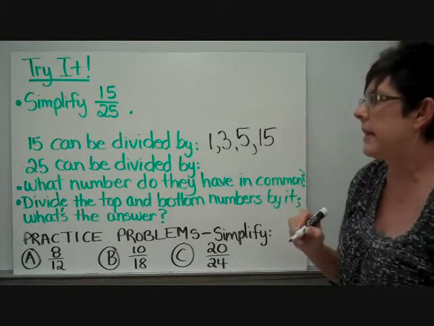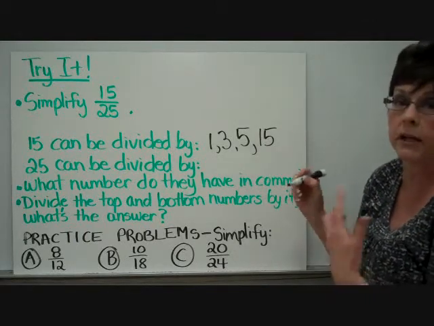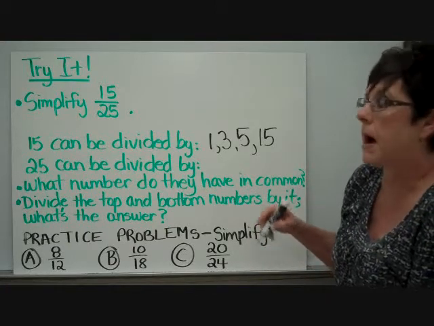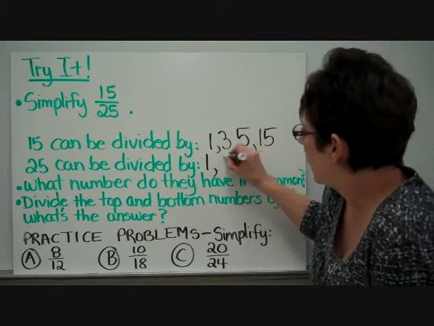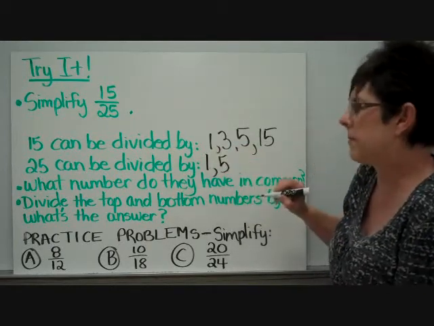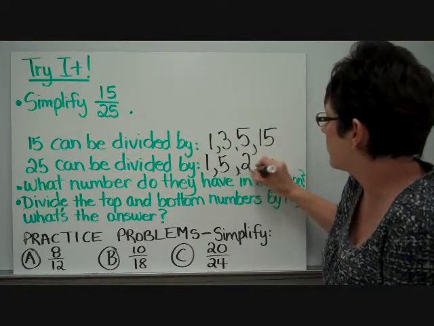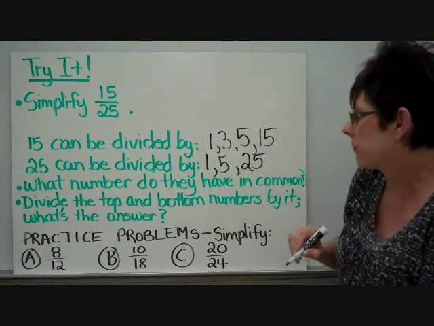You might think, well, how about 10? Well, no, 15 can't be divided by 10 evenly. We're looking for even numbers. 25 can be divided by, well, 1, not 4, let's see, 5. Can it be divided by 10? No. And it can be divided by 25. It can always be divided by itself.